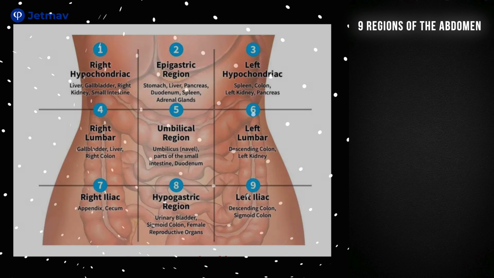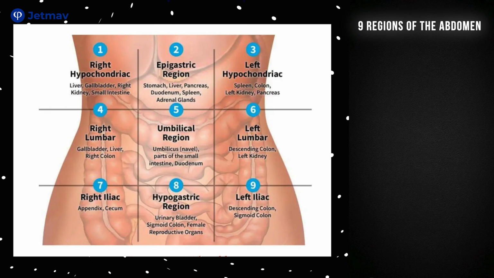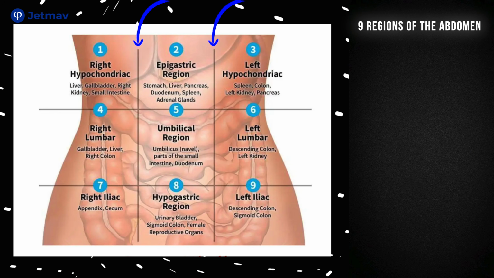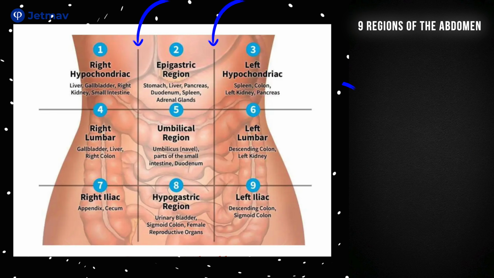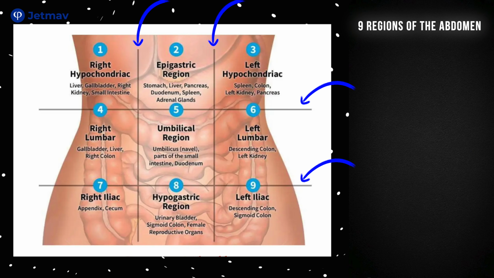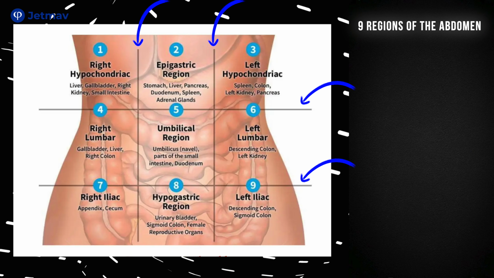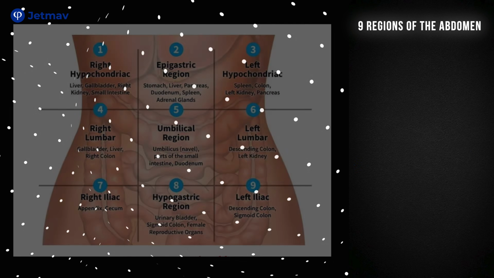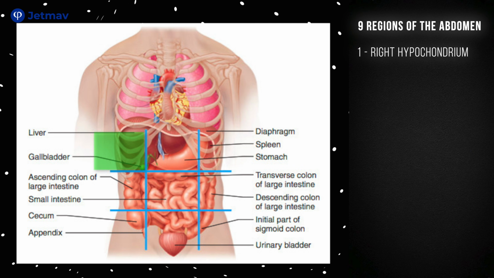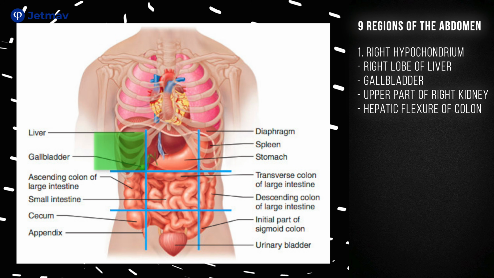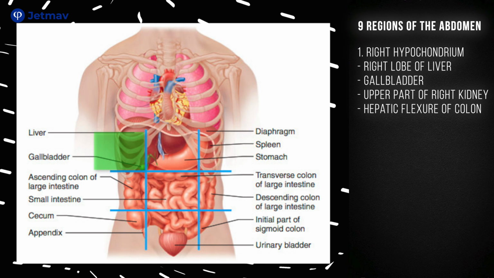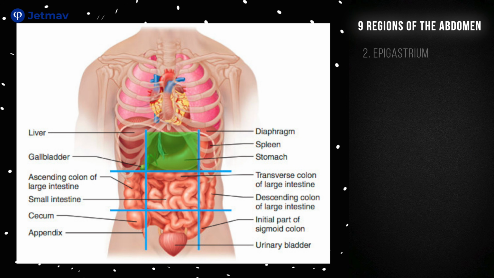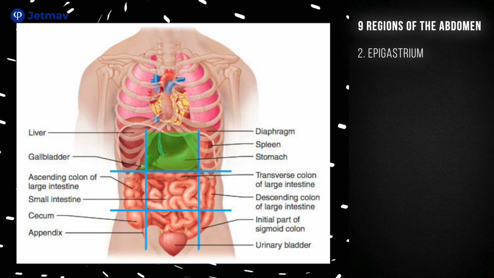The abdomen is divided into 9 regions by 2 vertical lines running along the mid-clavicular planes and 2 horizontal lines, one at the subcostal plane and the other at the transtubercular plane. So we have 9 regions of the abdomen. These regions include, 1, the right hypochondriac region, which is located at the upper right under the ribs. It houses the right lobe of the liver, the gallbladder, the upper part of the right kidney, and the hepatic flexure of the colon.